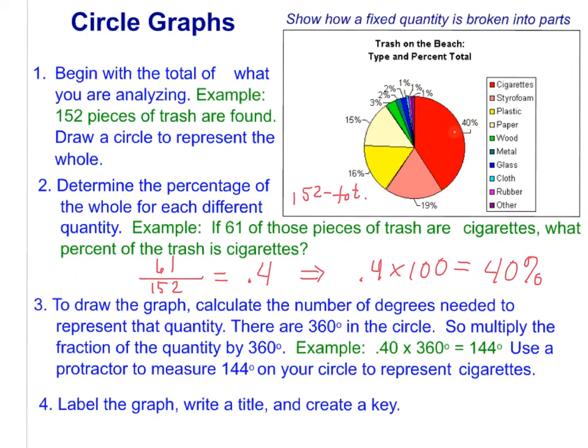And I can label that 40%, and in my key, I'm going to label what that 40% is due to, the cigarette trash. So I'd color that some color and use a key to indicate that that is what I am talking about. So last, I would do that for each of my individual components. I'm going to then label the graph with the percents, with the keys, and I'm going to make a title for my graph, and that's how I would make a circle graph.